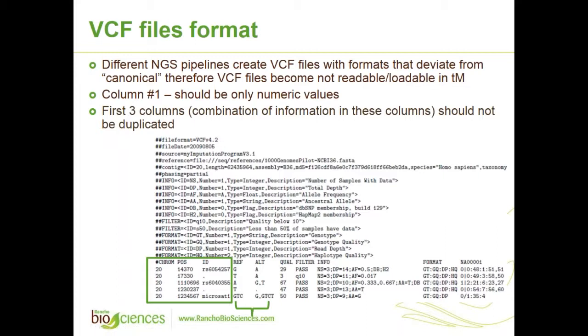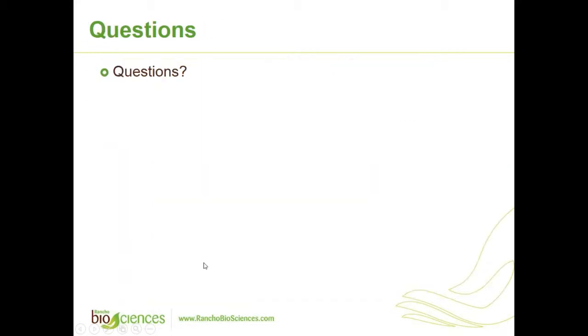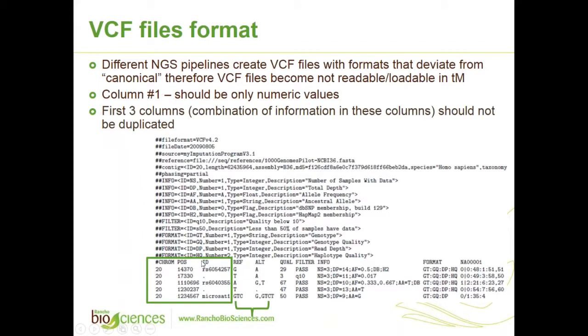So what are the requirements for that? Column number one, chromosome, should contain only numeric values. Sometimes it contains "chr" before the number, so there should be no letters in the first column. And the first three columns, chromosome, position, and SNP ID, the combination of this information must be unique. There should not be any duplicates in this combination. Otherwise, you cannot load this VCF file in tranSMART. So let's go and check VCF files in tranSMART.